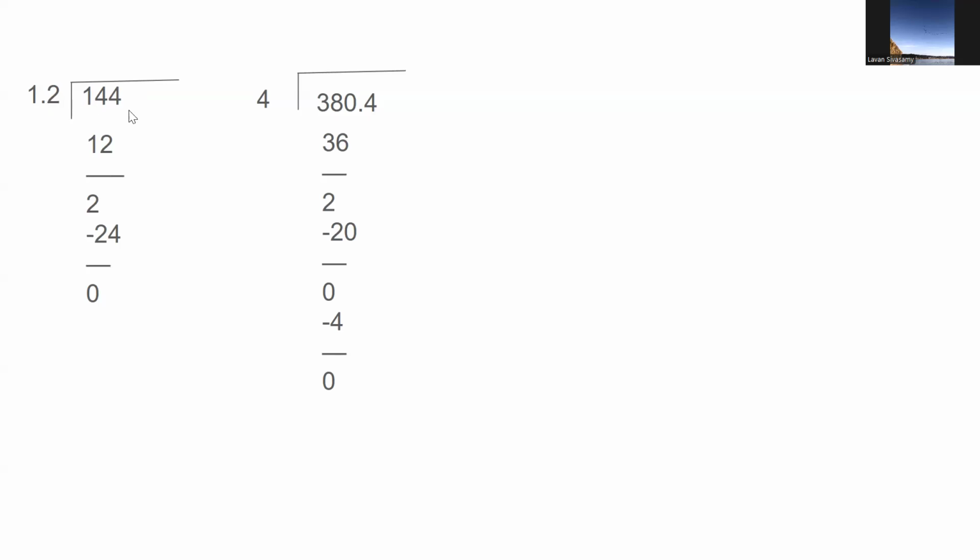So as you can see in our first problem, we have 144 divided by 1.2. And then on this problem, we have 380.4 divided by 4. Okay, so I'm going to go through this with you and see what we do with the decimals for both of these problems. So as you can see, we have 1.2 and 144. So what we have to do with this decimal is we move it one place.